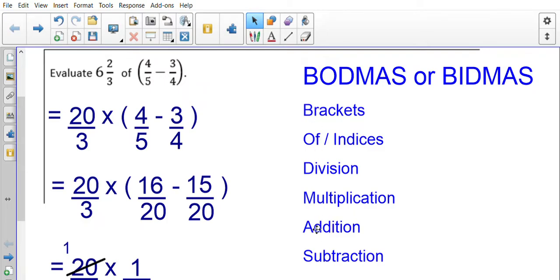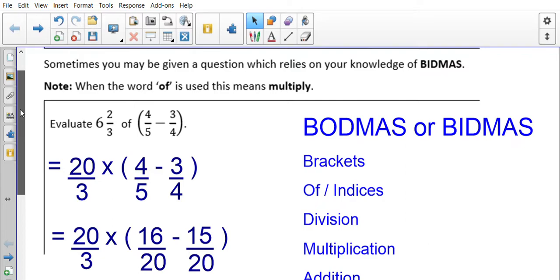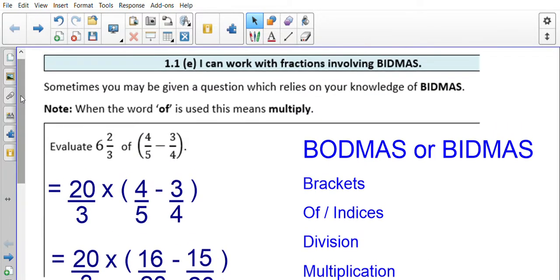Remembering the word BODMAS helps us remember the order in which you do a set of operations. In order to do BODMAS with fractions, you need to be able to do all four operations: addition and subtraction of fractions, and multiplication and division of fractions. You need to be quite confident with all four before moving on to this. I'm going to walk you through an example, and then there are a further two examples where you can pause the video, try it for yourself, and then review the answers.